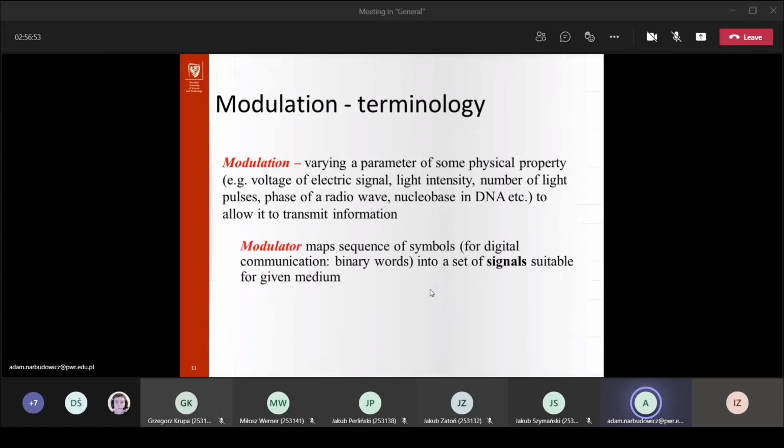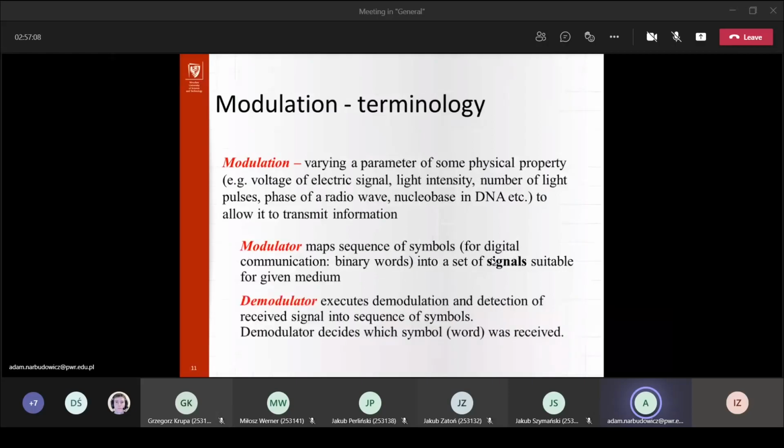Okay, so it can also be seen that the modulator changes or maps a sequence of symbols into a set of signals. And the demodulator again does the reverse process. So again, I hope this is all clear to you.